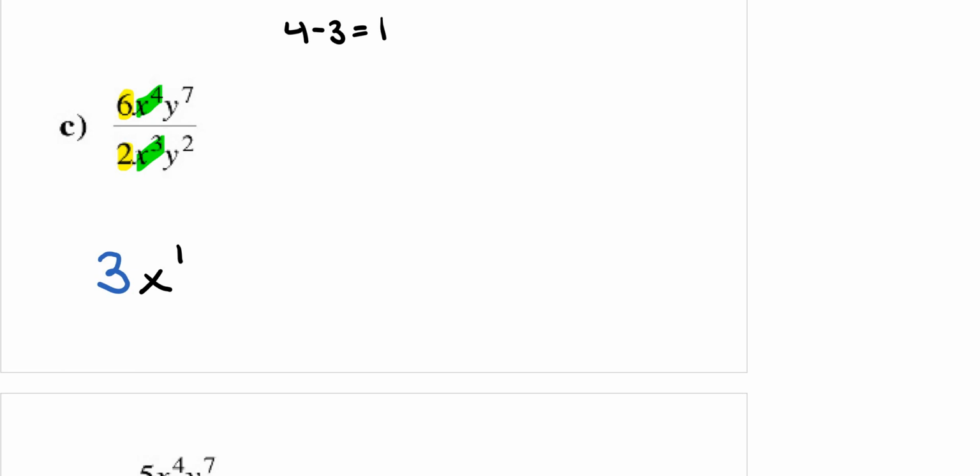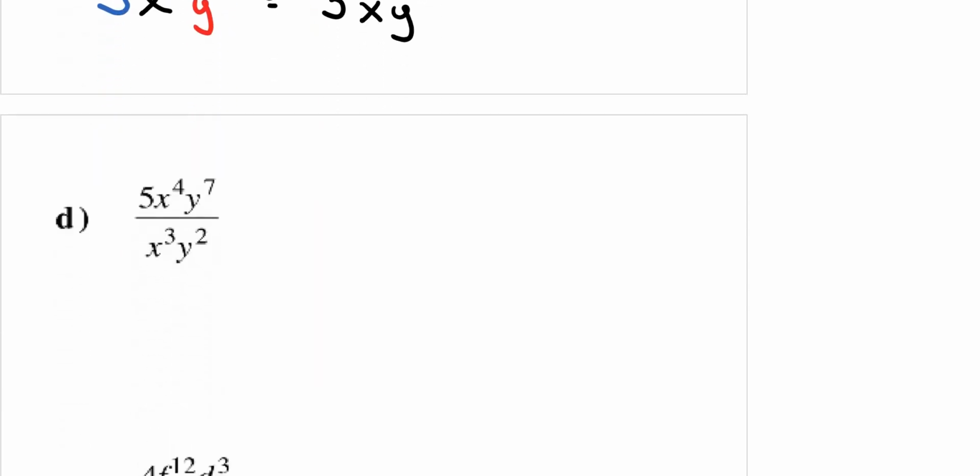And then I have y to the 7 and y squared, right? So 7 minus 2 is going to be 5. So it's going to be y to the power of 5. Okay, so if I had to write this out carefully, this would be 3x y^5. There's my final answer there.